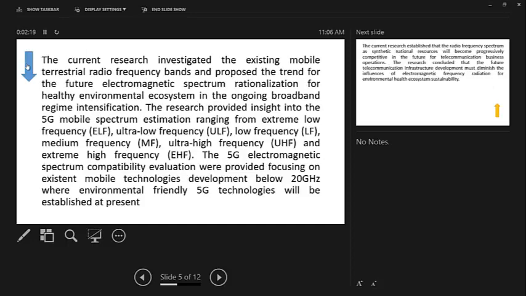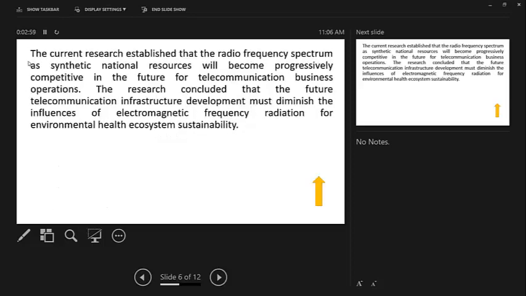The current research investigated the existing mobile terrestrial radio frequency bands and has proposed the trend for the future electromagnetic spectrum rationalization for healthy environmental ecosystem and the ongoing broadband regime intensification. The research provided insight into the 5G mobile spectrum estimation ranging from extreme low frequency, ultra low frequency, medium frequency, ultra high frequency, and extreme high frequency. The 5G electromagnetic spectrum compatibility evaluations were provided, focusing on the existent mobile technologies development below 20 GHz, where the environmental friendly 5G technologies will be established at present.